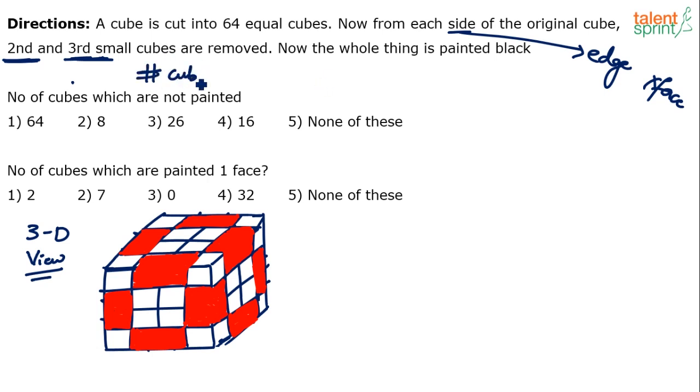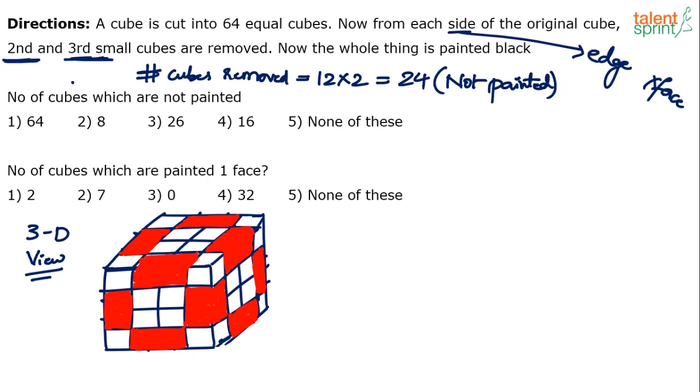Number of cubes removed is equal to 12 into 2. Why am I doing 12 into 2? There are 12 edges in a cube. 12 times 2 is 24. So 24 cubes have been removed. And these 24 have not been painted. Right? These have been removed. Only the remaining part is painted.